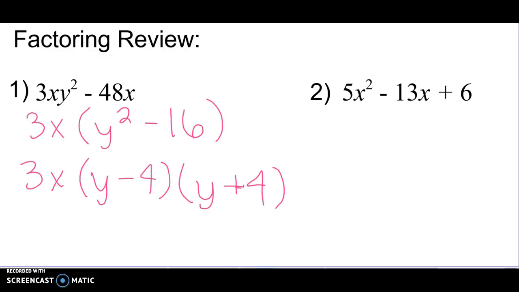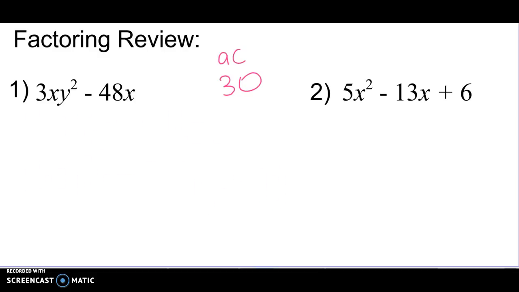Try number 2 on your own using that bottoms up method. We're looking for factors of 30 that add up to negative 13. So since 30 is positive and our middle number is negative, what do we know the signs are going to be? It's going to be two negative numbers. Anyone found those factors yet? Negative 10 and negative 3.